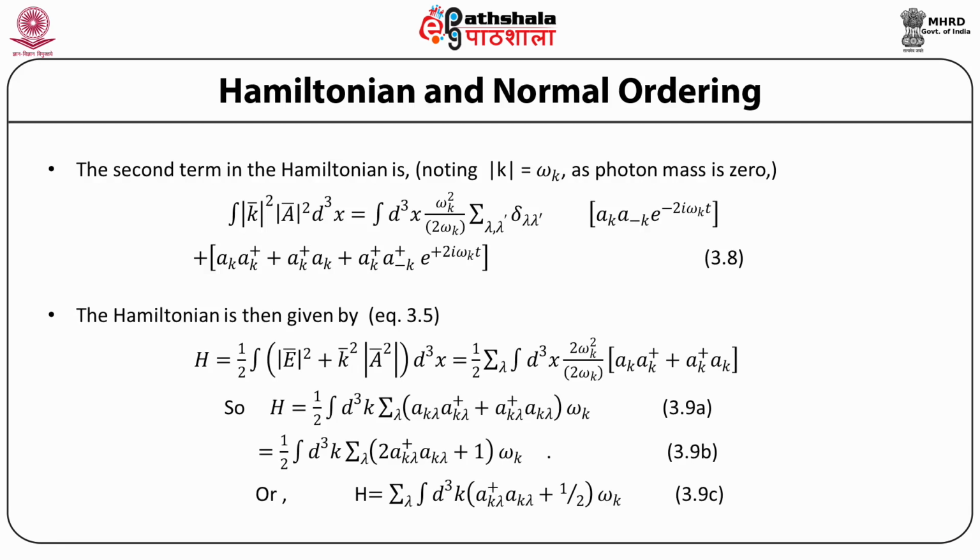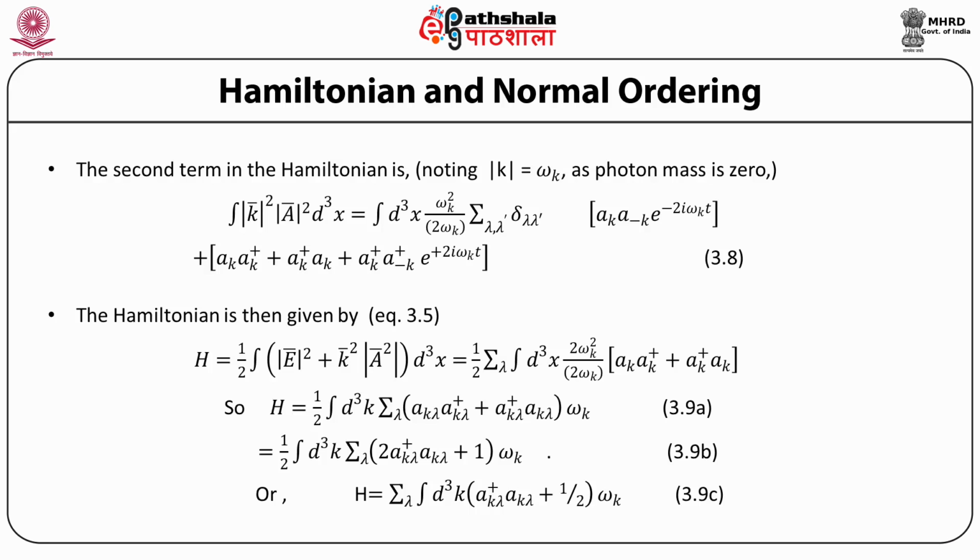The Hamiltonian is then given by equation 3.5, that is Hamiltonian is equal to half E vector squared plus k vector squared A squared d cubed x, which is equal to half summation over lambda, the polarization, integral over d cubed k, twice omega k squared over omega k, times a k dagger a k plus a k a k dagger.